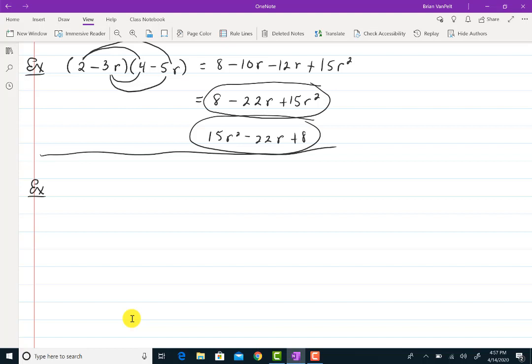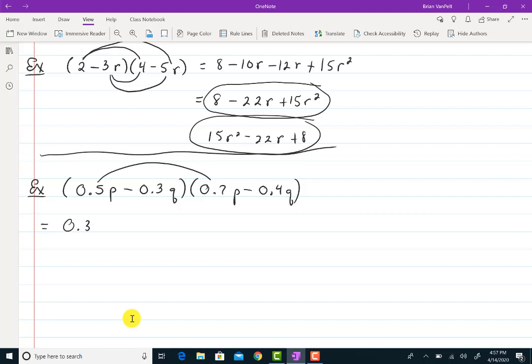All right, next we have 0.5p minus 0.3q times 0.7p minus 0.4q. And I'll start with my first. I'm going to get 0.5 times 0.7. Remember, 7 times 5 is 35, but you move the decimal to the left 2 places because you have 2 decimals. And you'll end up getting 0.35 for the number part.